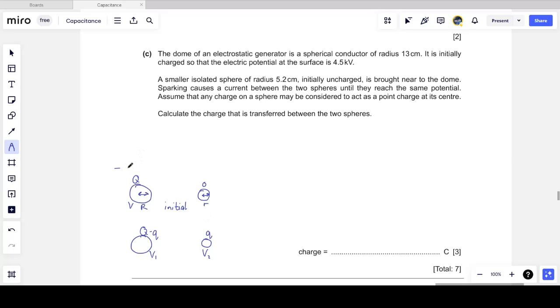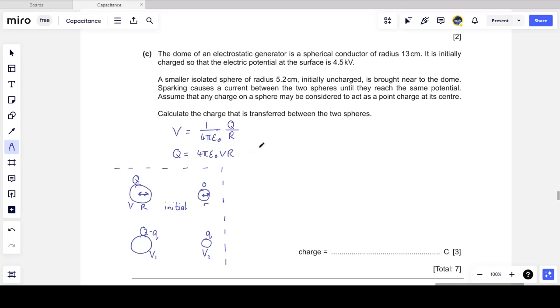Now, the reason I do this, and you don't need to do this, is because I like mathematics, and I like to have a picture that I can understand when I'm doing my algebra. So what I know is that big V, the potential in the big sphere initially, is 1 over 4 pi epsilon naught times its charge Q divided by its radius R. That's the potential on the big sphere. That means the charge on the big sphere, big Q, is 4 pi epsilon naught V times R.